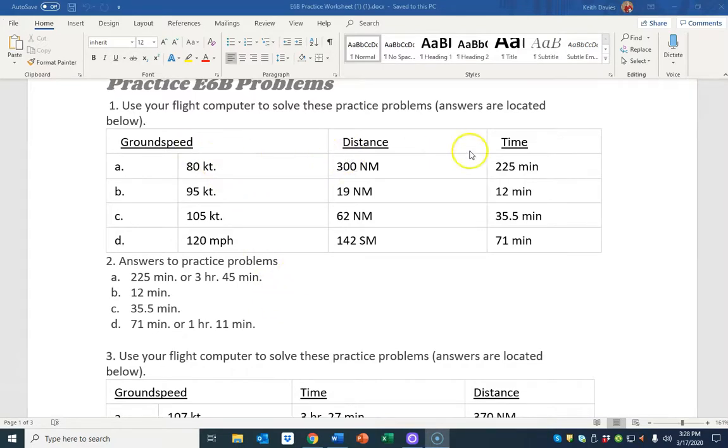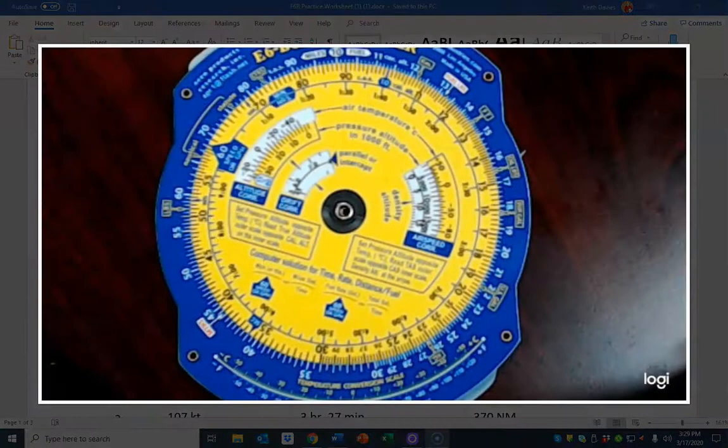When you have a ground speed, distance, time problem, when you're finding time from ground speed and distance, what you do is, for example, let's do the first one. Notice we have knots and nautical miles. Miles per hour, statute miles. So just notice that the units go together. So if I'm going to go 80 knots over the ground, how long is it going to take me to go 300 nautical miles? Well, let's look. Okay, 80 knots, 300 nautical miles.